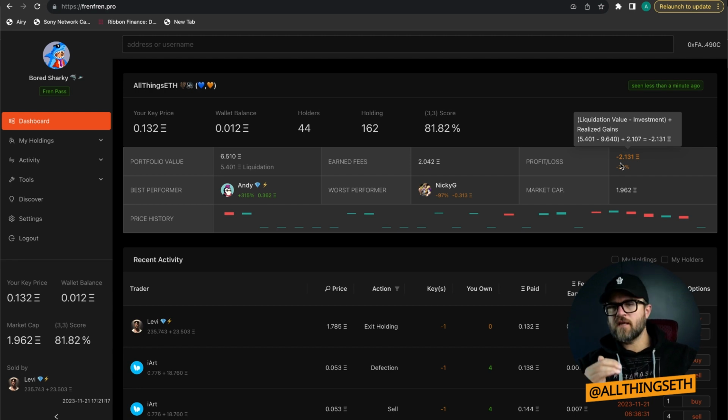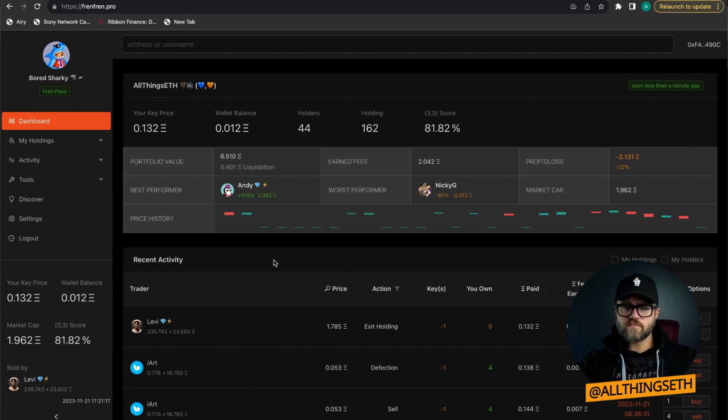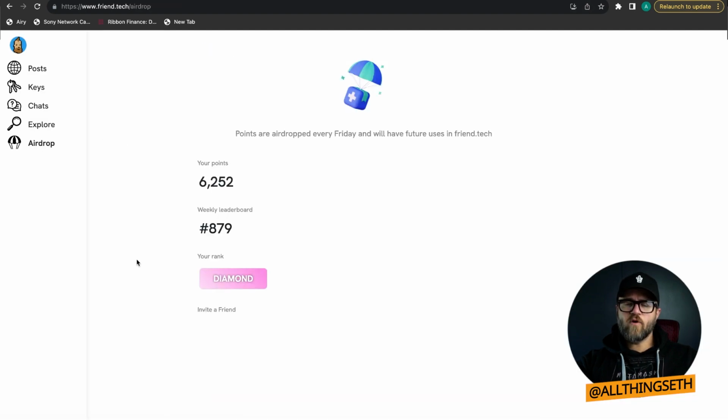No matter if you're doing it on chain or in an app, you have the potential to lose money because you're part of the beta testing period, right? So down 2 ETH. However, if I go into Friend.Tech and check my airdrop points, I am over 6,000 points, which is very great in my opinion. If at the end of the beta period they do the airdrop and each point represents 1 token and the token is worth $1, I've actually made up my loss and then some.